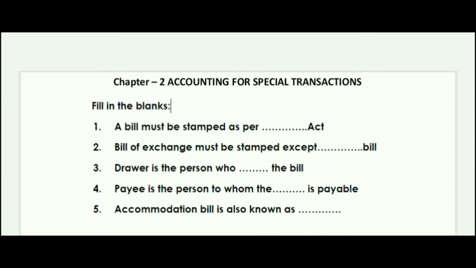Third is, drawer is the person who draws the bill. Next, very easy question. Fourth, payee is the person to whom bill money is payable. Bill money will be the correct answer. For fifth, accommodation bill is also known as kite bill. Kite bill. Okay, I hope this is clear to you.